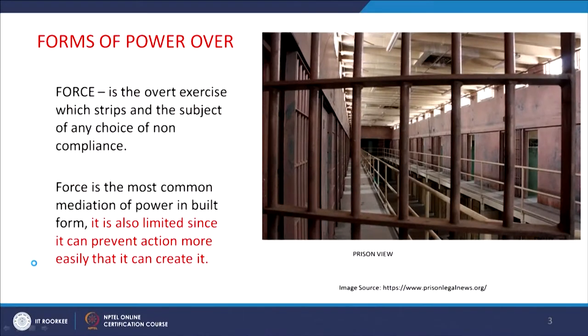And this is the most common mediation of power in built form, because the person is subjected within these four walls or within the periphery of that compound. It is also limited so that it can prevent certain actions from happening. It is not just trying to prevent certain activities; as Dovey says, it can prevent action more easily than it can create it. So in this particular form of force, there are certain impositions on people from the way their environments are shaped. It restricts certain actions, but it is not creating actions. That is what Dovey talks about.